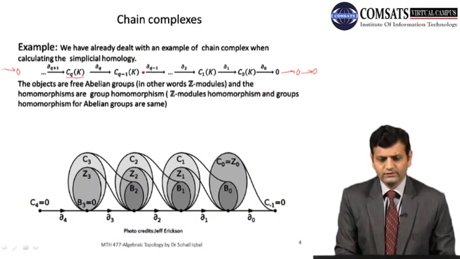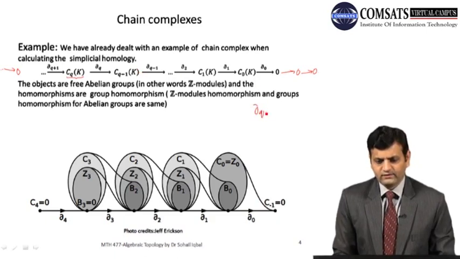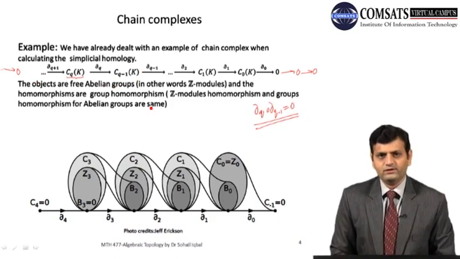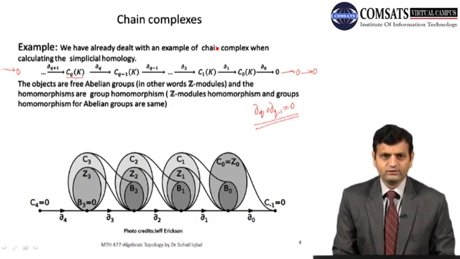And we also proved that for this complex we have partial q minus 1 composed with partial q equal to 0. So we proved this result. The objects are free abelian groups, and we also know that every free abelian group is a Z module. So basically it is a sequence where the objects are modules over a unital ring, because Z is a unital ring, it contains a multiplicative identity. So the objects are modules over some unital ring.